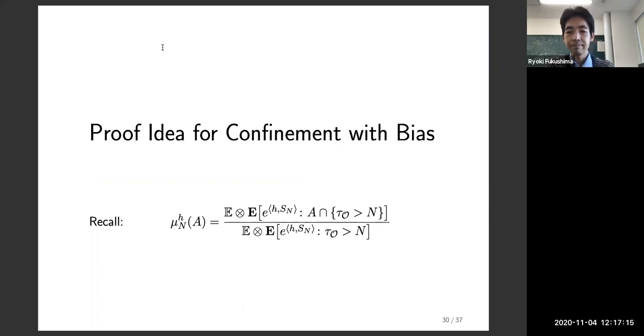Okay. Now, if there is no question, I want to proceed to the proof idea for confinement with bias. And here's a reminder of the definition of the biased Gibbs measure. Mu h sub n is defined in this way. There is this survival restriction, and on top of that, we have this exponential factor, the bias factor here.